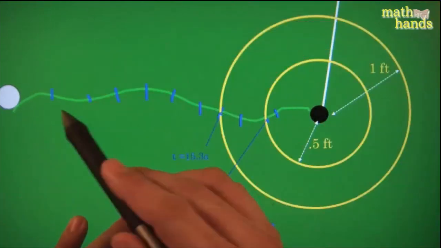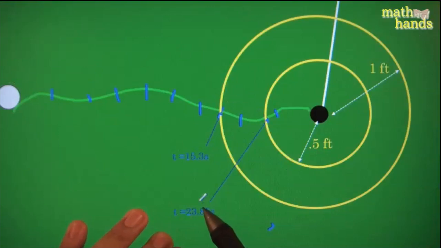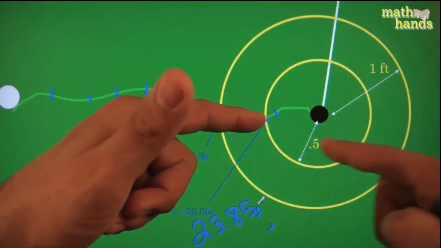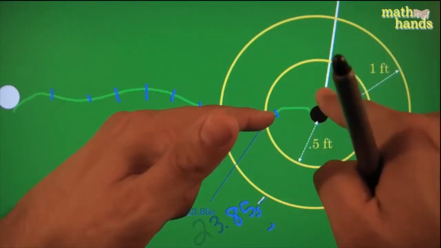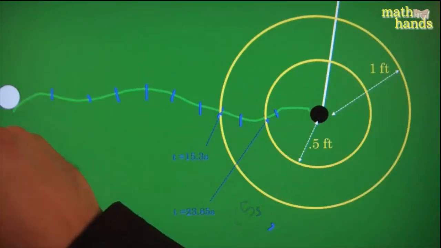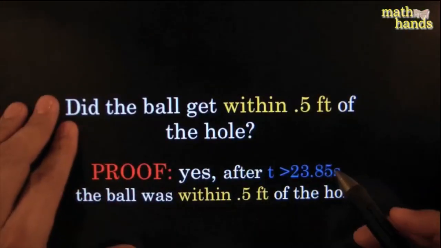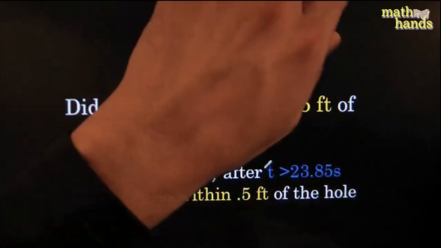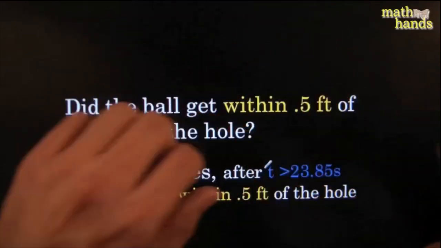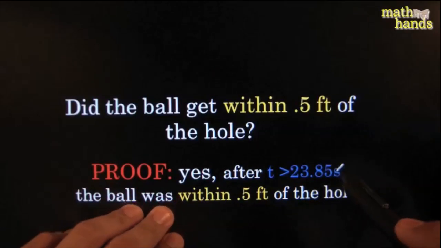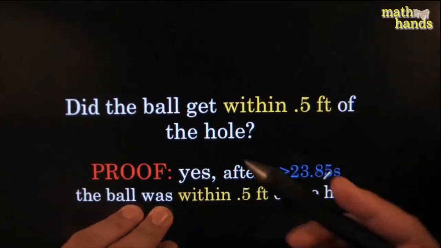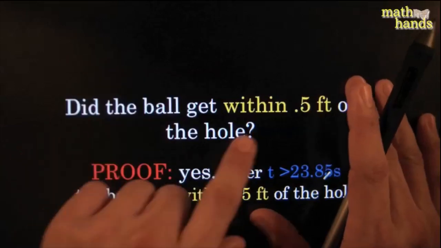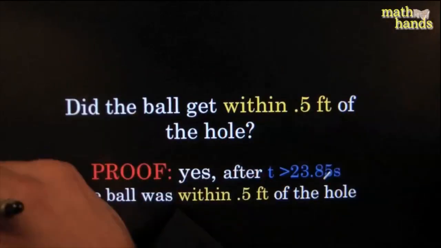You can say something like this, and people did say something like this. Okay, I believe you. You told me the time. I believe that the ball got within 1 foot of the hole. But I challenge you. Does the ball ever get within a half a foot of the hole? I don't believe you. Does it?